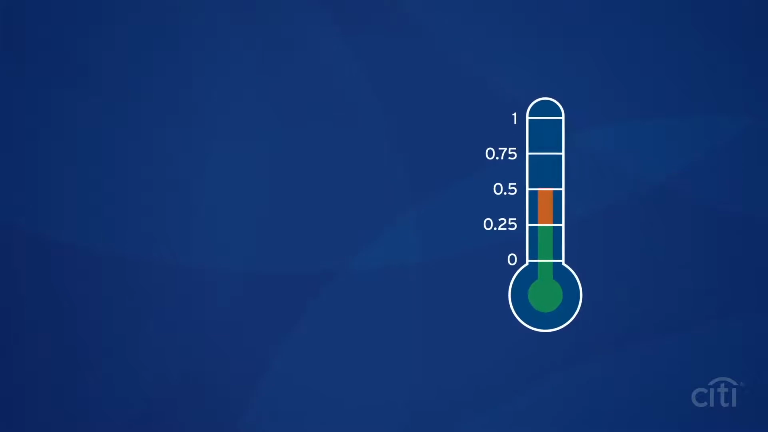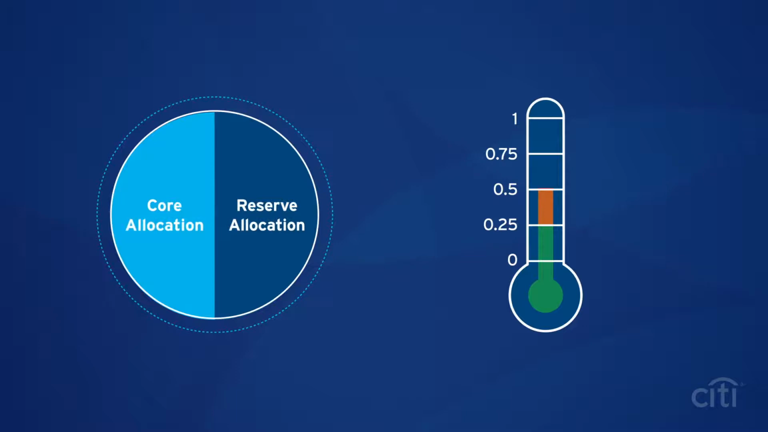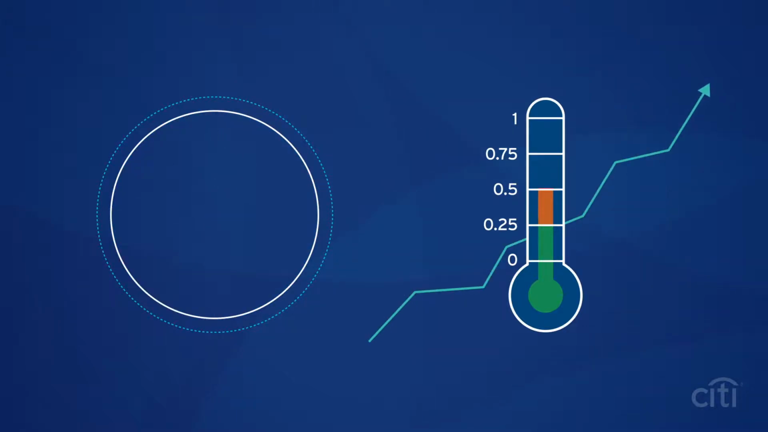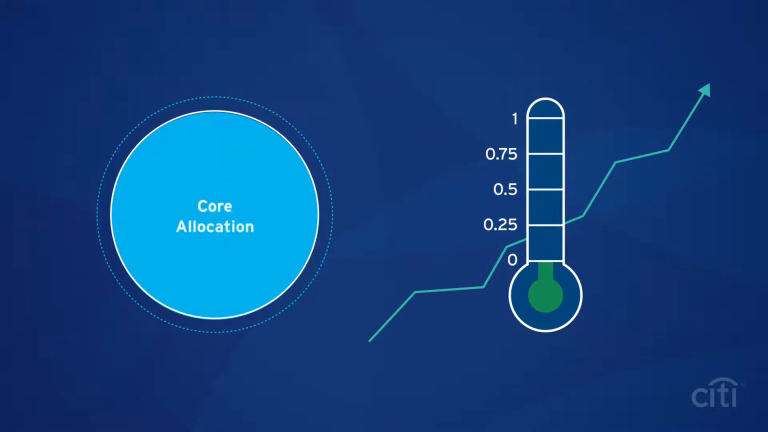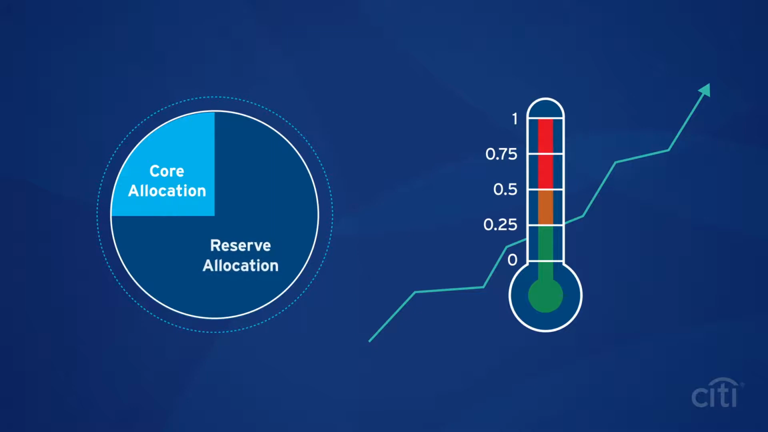Based on the two market signals, the index will determine its exposure between the core allocation and the reserve allocation on a weekly basis. When the trend signal indicates a positive market trend and the risk aversion signal is low, the index will allocate 100% exposure to the core allocation and none to the reserve allocation. When the trend signal indicates a positive market trend and the risk aversion signal is high, the index will allocate 25% exposure to the core allocation and 75% to the reserve allocation.